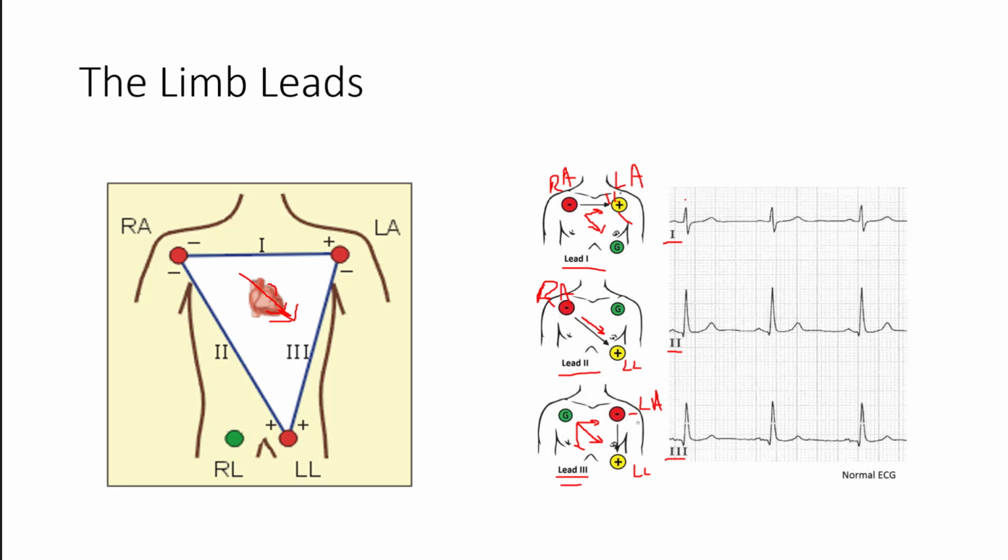So again, now people will ask, how do I have to place multiple electrodes here? Now, the key thing to remember is leads, again, are not electrodes. They are orientations of a negative terminal and a positive terminal.